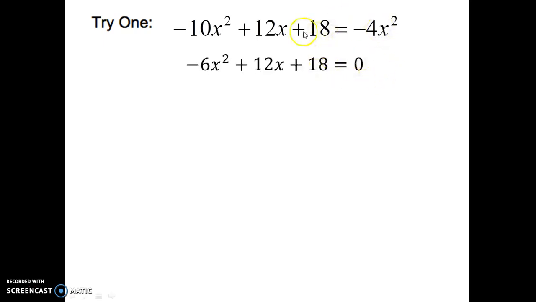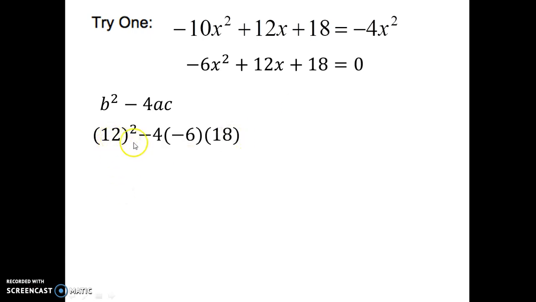First thing, I had to make 0 on the right side. I added 4x squared on this side. Negative 10x squared plus 4x squared makes negative 6x squared. Now we have our quadratic equals 0. Let's apply the discriminant. B squared, 12 squared, minus 4 times a is negative 6, and c is 18. 12 squared is 144. These multiplied make positive 432. Add those up, we have 576. That's the value of the discriminant.